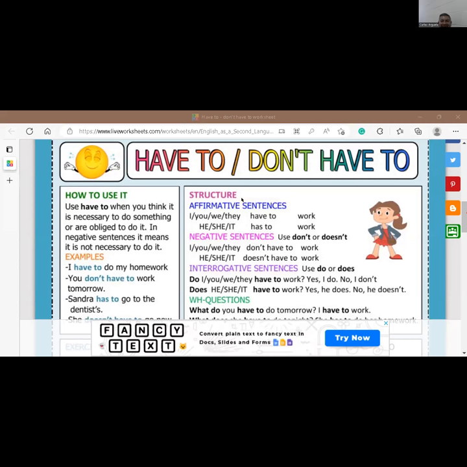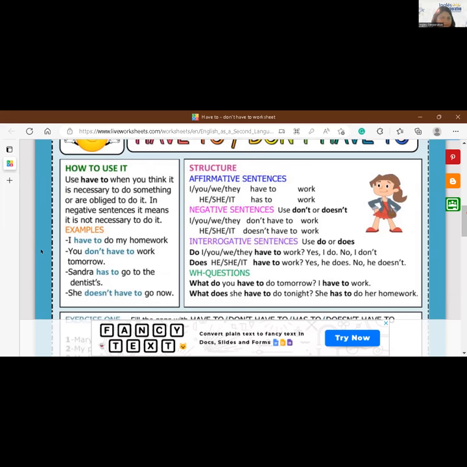Okay. How to use don't have to. You use have to when you think it is necessary to do something or you are obligated to do it. In negative sentences, it means it is not necessary to do it. Okay, so just give me one second. So remember, it means have to, tengo que, una obligación. So you're ruled to do that. Es una regla. So you're obligated to. Continue with the examples.